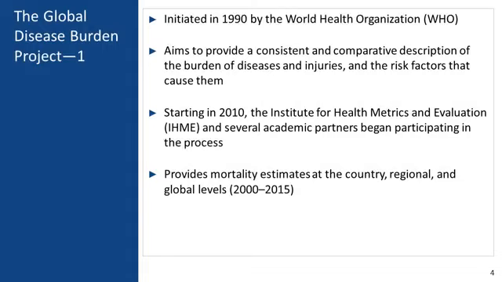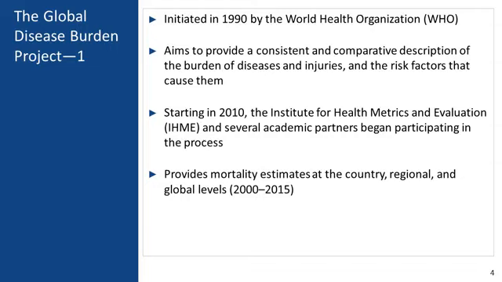One global example of the compilation of risk factor data is the Global Disease Burden Project. The Global Disease Burden Project was initiated in 1990 by the World Health Organization. Its aim is to provide a consistent and comparative description of the burden of diseases and injuries and the risk factors that cause them. Starting in 2010, the Institute for Health Metrics and Evaluation, or IHME, and several academic partners began participating in the process.